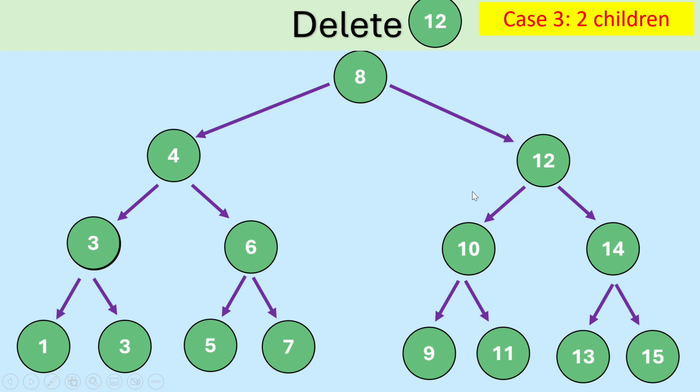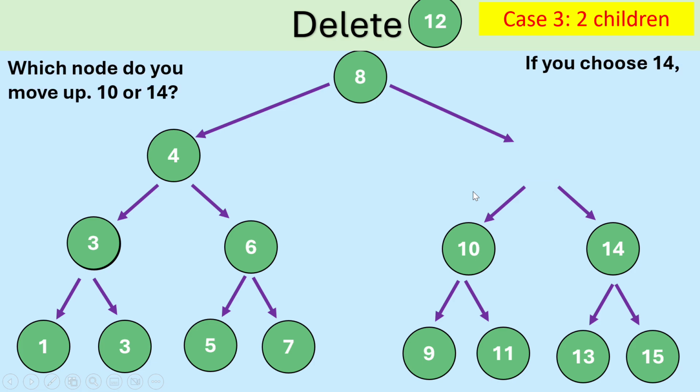We have the same problem if we choose the number 14. We still have the number 13 and 15 that are lost. They don't belong to anybody because we can't just join them to 14. 14 is not allowed to have 10, 13 and 15 as its children.